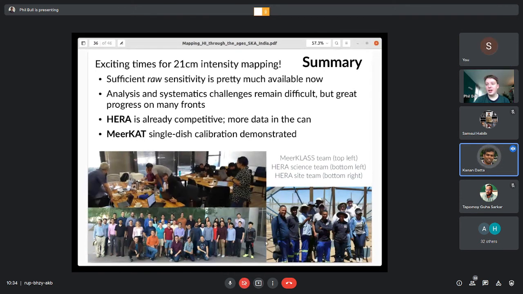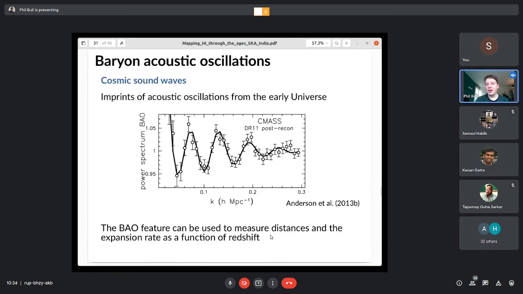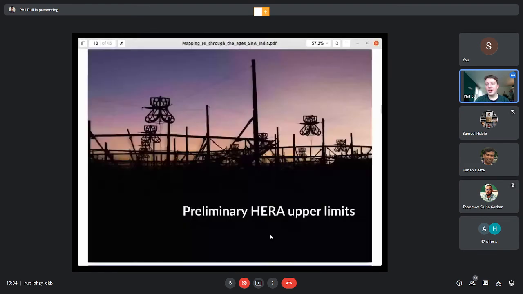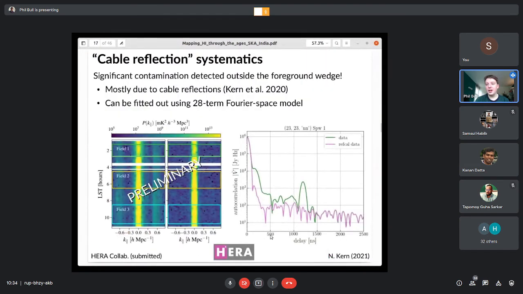So this cable reflection you mentioned, that signal is reflected at around k is 0.6. Why is it so? Yeah, I'll flick back a few slides. There we go. So it's essentially down to the length of the cables. It's just the light travel time down a cable and then back again.